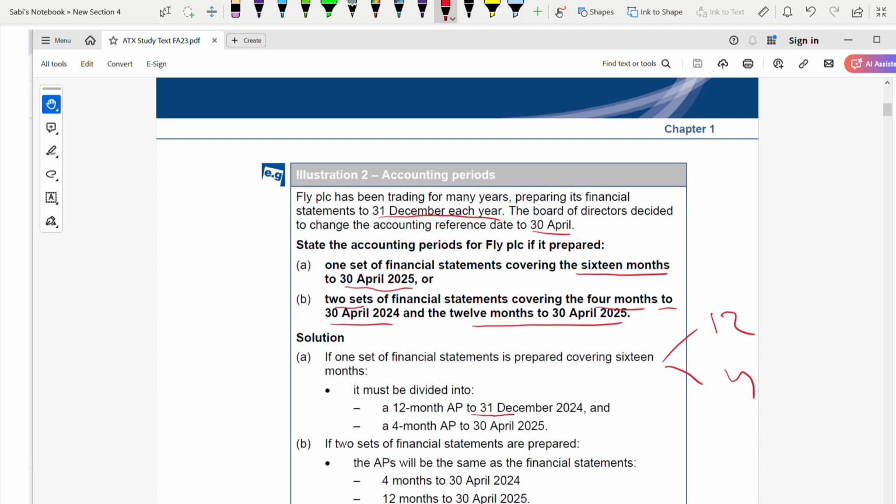So a 12-month accounting period to 31st December 2024, and then 4 months to 30th April 2025. It will be divided like this.